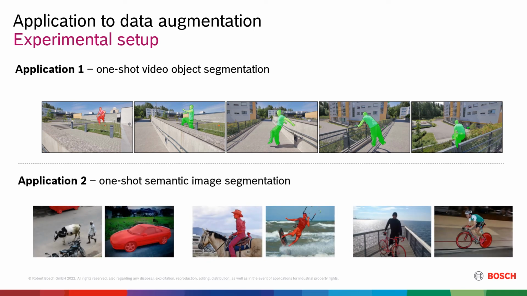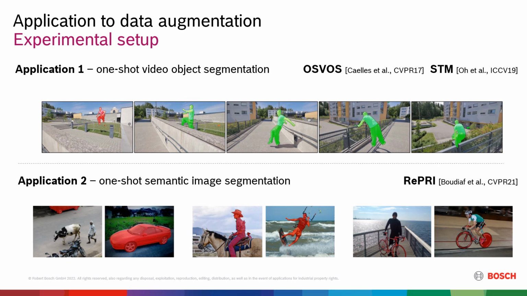In this task, a segmentation model is first trained on a large dataset. At test phase, the same model is given a single image mask pair, called support set. It contains an object of a previously unseen class. The model is then required to segment other samples, called query images, which contain instances of the same class. For both applications, we conduct experiments with popular segmentation models from the literature, OSVOS and STM for one-shot video object segmentation, and RePRI for one-shot semantic image segmentation.